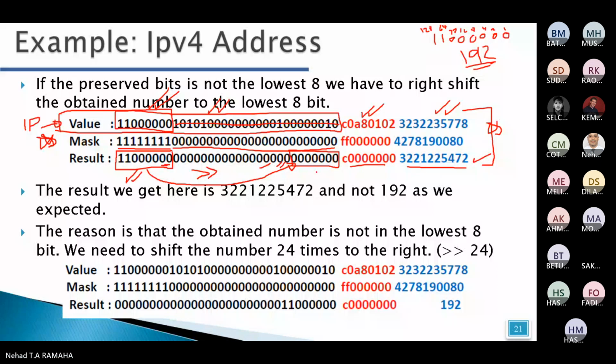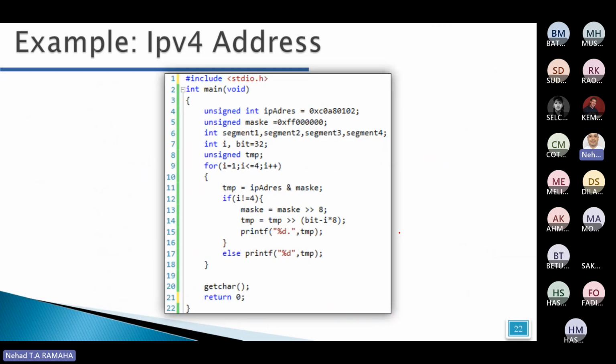So the correct operation is like this. After making the mask, and with the mask, the result will be shifted to the left 24. This is the operation, shift to the left 24. In this case, you will get the correct result. Okay. It seems complicated? No, let's see it in C language. It's not complicated.